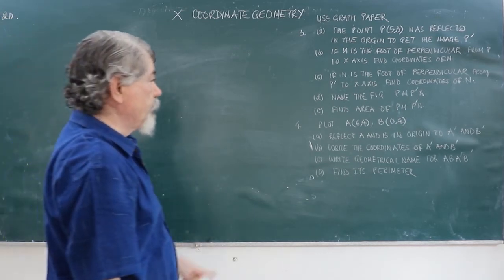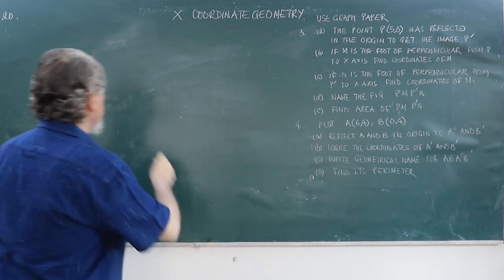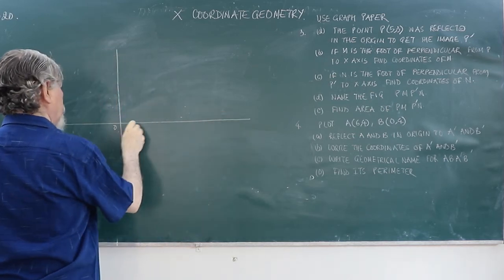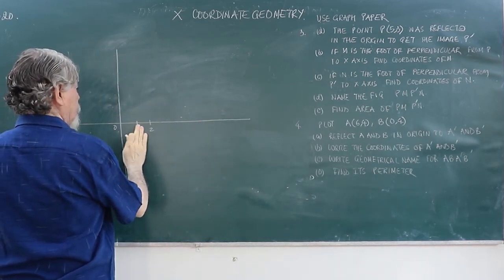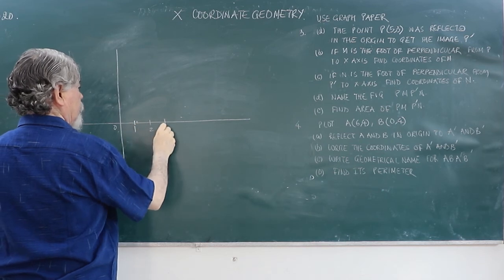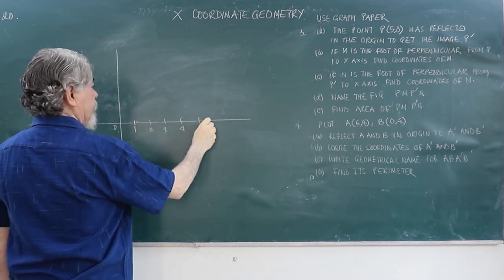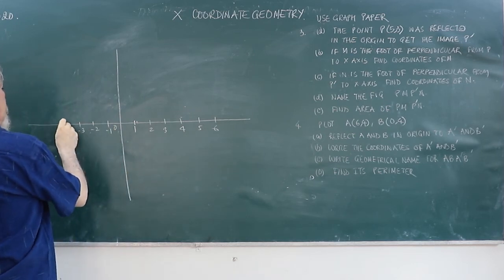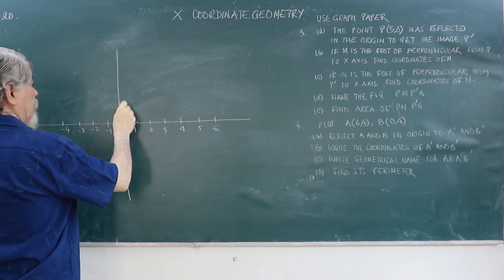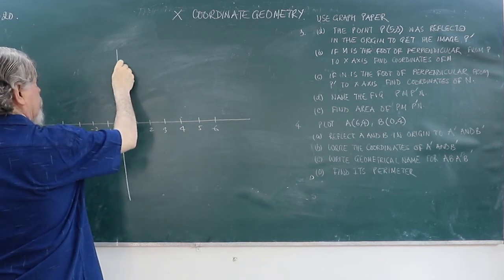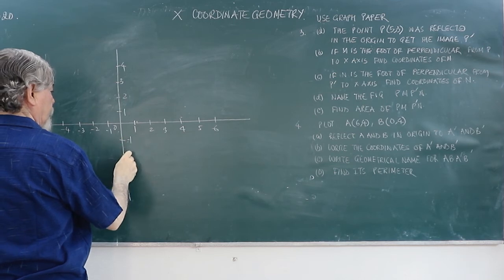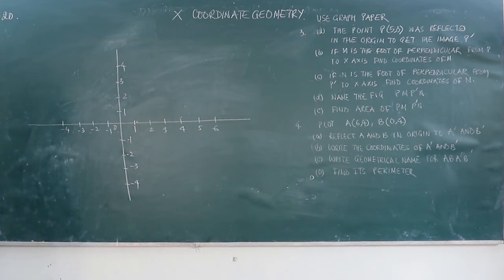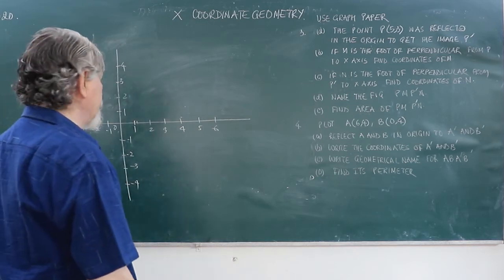Plot 6, 4 and 0, 4. Again we have to use the graph paper. One, two, 3, 4, 5, 6, minus 1, minus 2, minus 3, minus 4, 1, 2, 3, 4, minus 1, minus 2, minus 3. I am taking the same scale, 1 centimeter is equal to 1 unit. I am plotting 6, 4 and 0, 4.